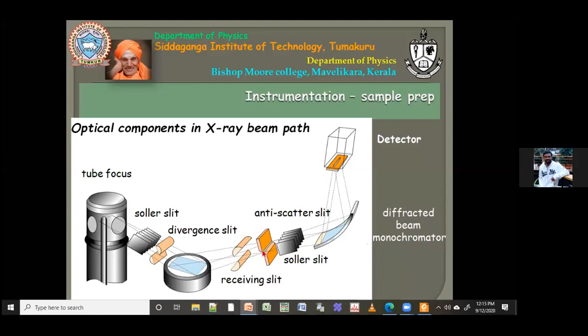The beam which is getting diffracted is again conditioned by using receiving slits and a Soller slit. One is in the perpendicular direction, the other is in the parallel direction. This is just to condition your beam, to make it focused to some point. Then this monochromator is optional. You don't have to worry about the monochromator. It may be present, it may not be present, it doesn't matter. I will explain why you need that in the next slide.